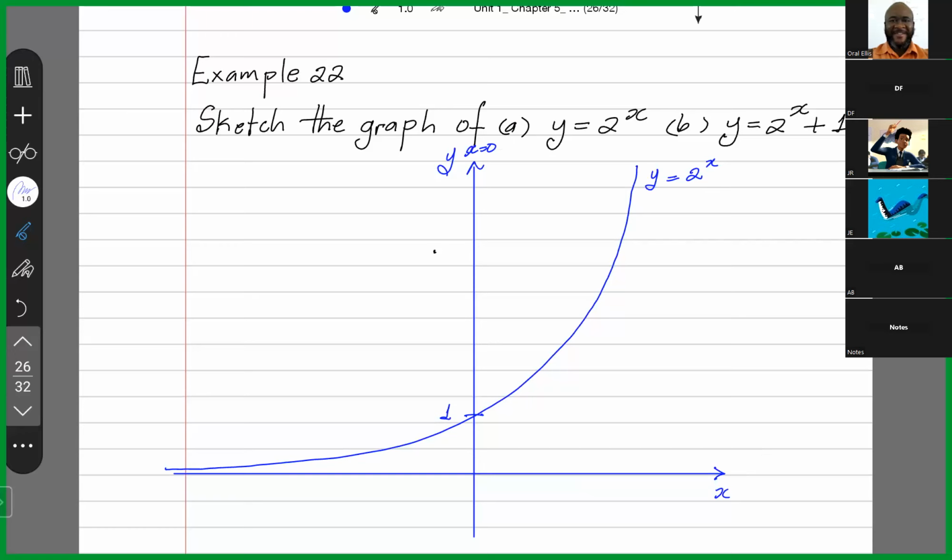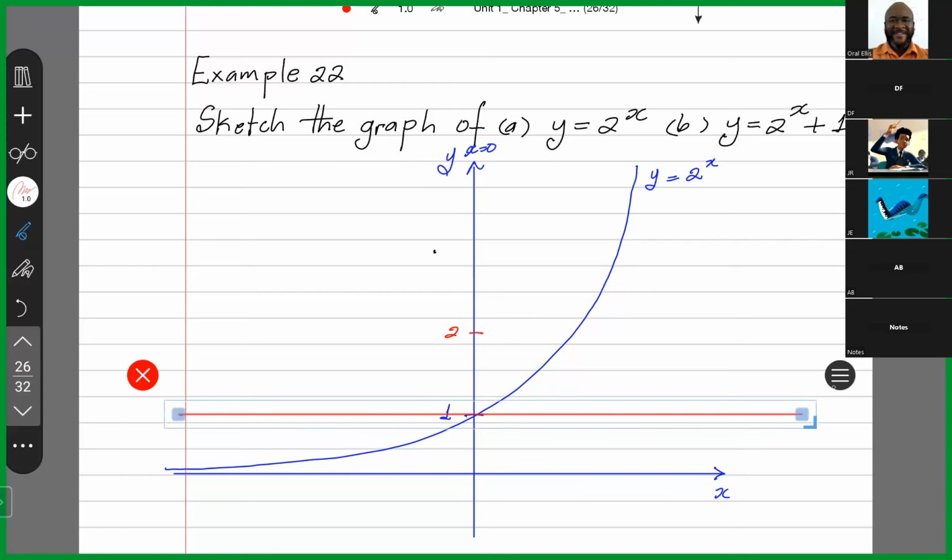All right. Next, we're asked to draw the graph of y is equal to 2 to the x plus 1. Now, that graph is actually the same as this graph. The only difference is that the graph is going to go up 1 unit. So if the graph is going to move up 1 unit, this probably should have been a broken line, but this is the line y is equal to 1.